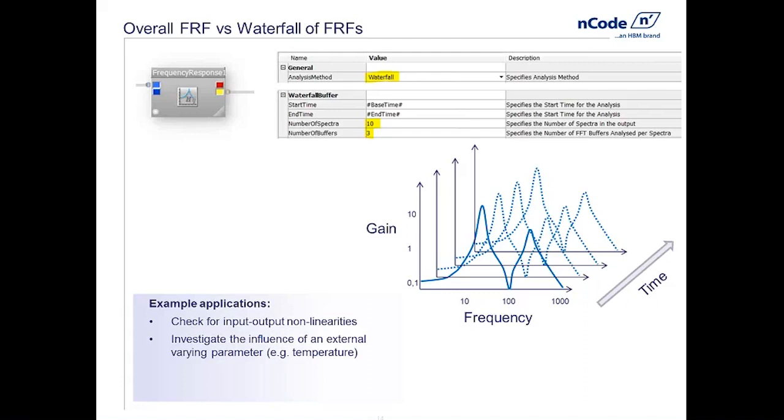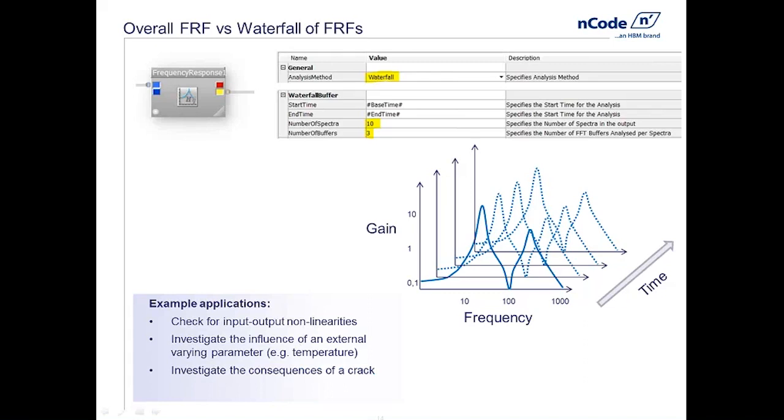Another application is what is the influence of an external environmental varying parameter, for instance, the temperature. We know that if you increase the temperature slowly with time, the structure will see maybe its stiffness decrease or its damping being increased. So we'd expect indeed this FRF to evolve with time. So this would clearly show us how it evolves with temperature, right?